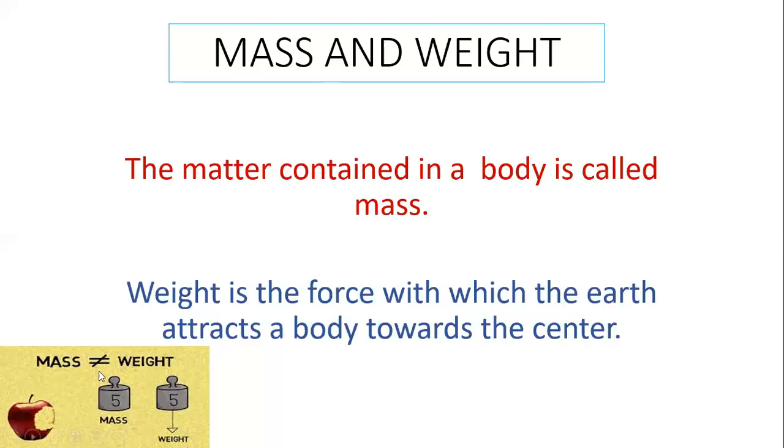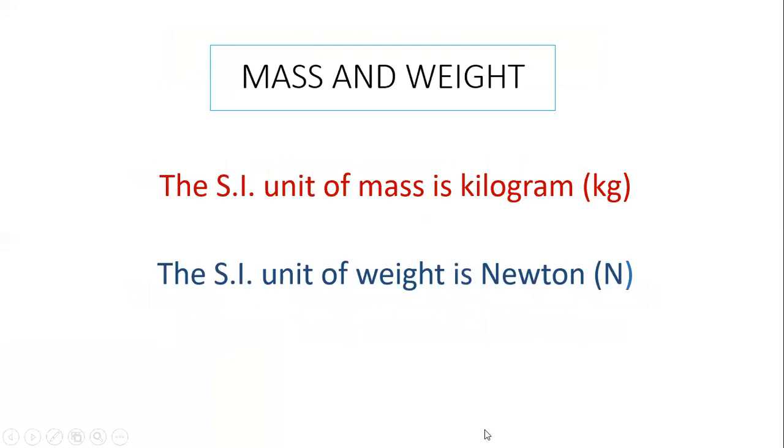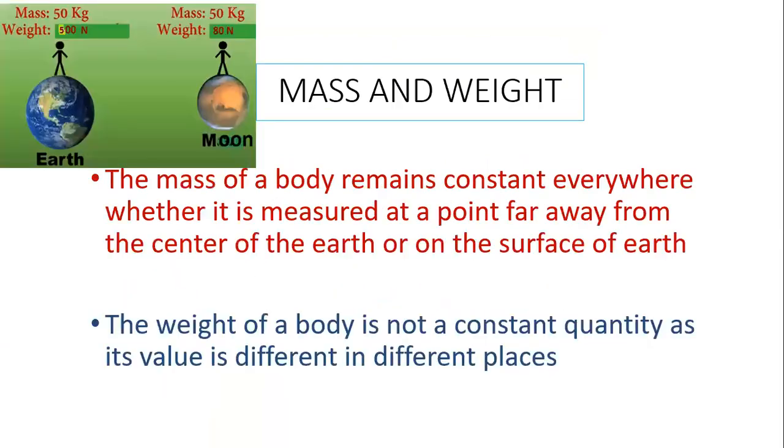So basically, in the picture over here, you can see the mass and weight. You can see that the gravity is acting on it in a downward direction. That is the weight. The SI unit of mass is kilogram. The SI unit of weight is Newton.